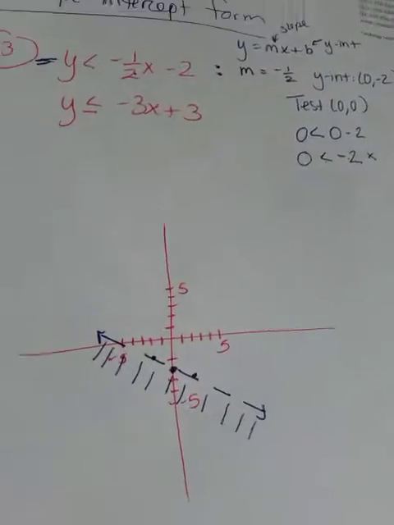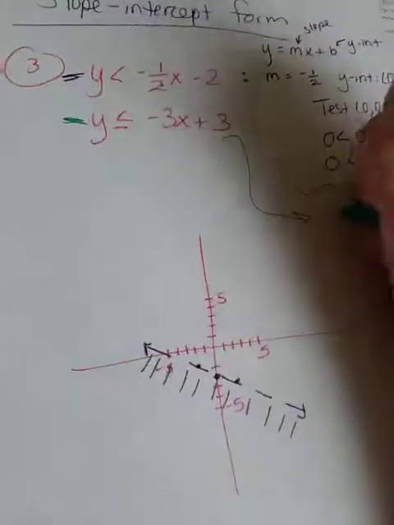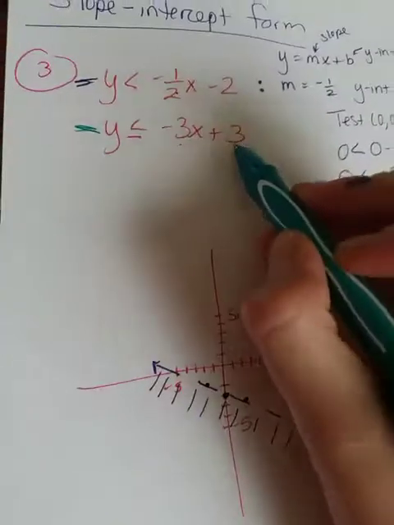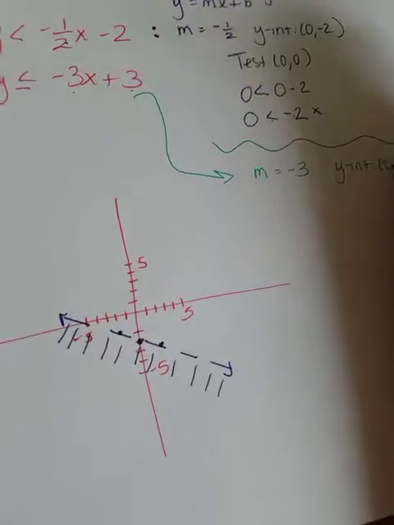Okay, next line, still in slope-intercept. Just write down some information. Our slope here is -3 because it's the number in front of x. My y-intercept is (0, 3) because that is your b.